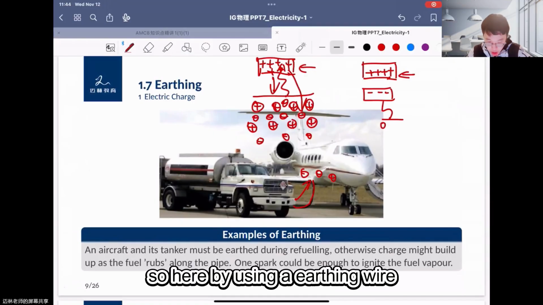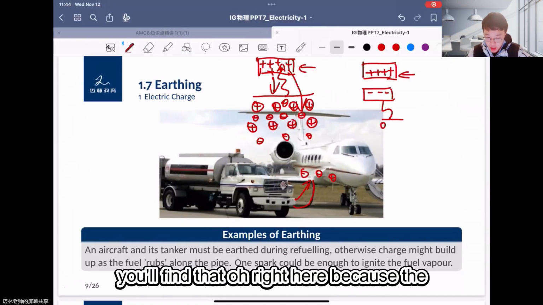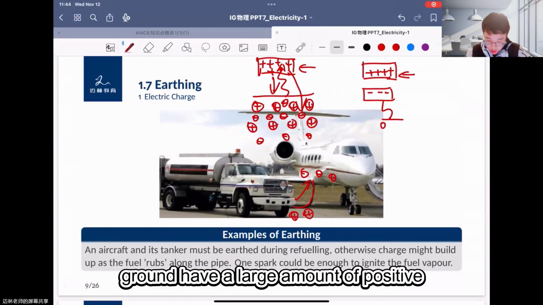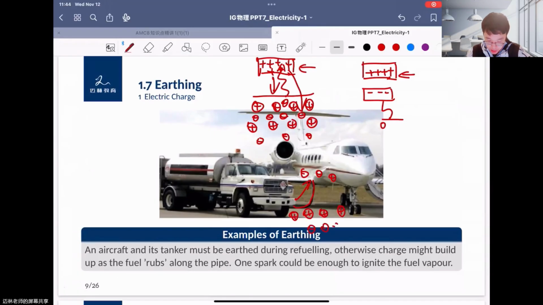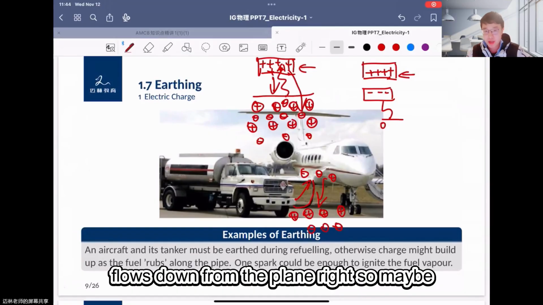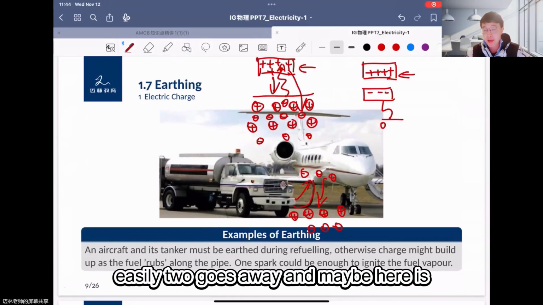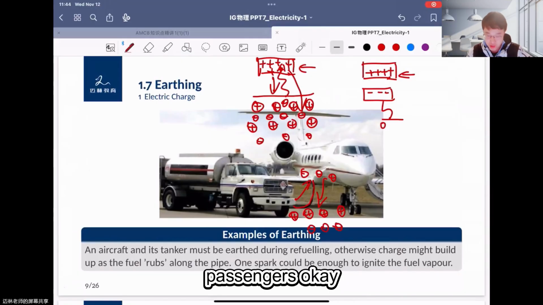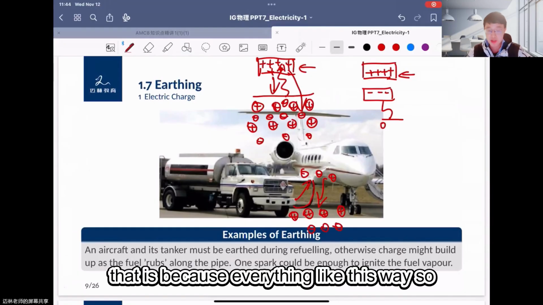So here, by using an earthing wire, you'll find that because the ground has a large amount of positive charge and negative charge, the electrons very easily flow down from the plane. So the net charge very easily goes away, and here it is safe. It is very safe for the passengers. That is because of earthing in this way.